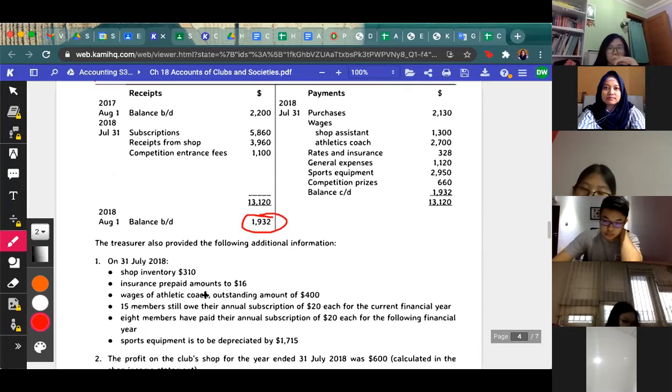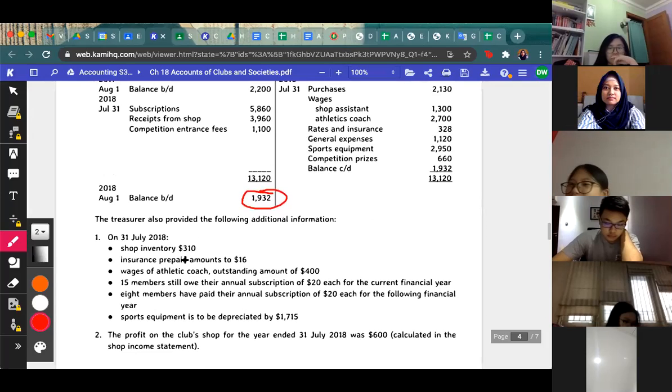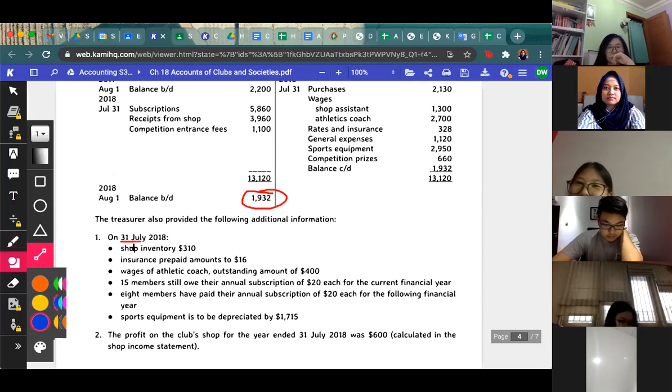And the treasurer also provided the following information on 31 July, which means at the end of accounting period. You have inventory at the end, prepaid at the end for insurance, and then wages of athletic coach outstanding, which is an accrued expense. And 15 members still owe their annual subscription of 20 each for the current financial year. So you have trade receivables basically.